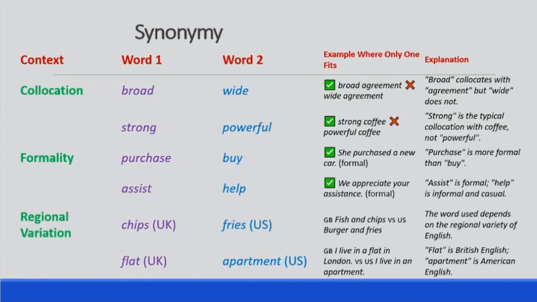For the regional variations, chips and fries are similar, but in Great Britain we use fish and chips. However, in the US we use burger and fries. Those two words are different because of the origin. Flat and apartment: in Great Britain you say I live in a flat, but in the US you say I live in an apartment.